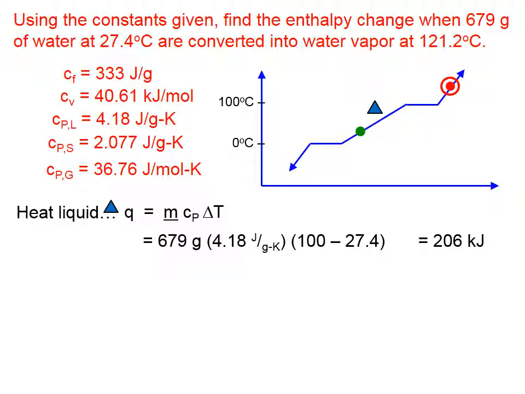I've gone ahead and changed that into kilojoules. If you actually multiply this out, it comes out in joules, but I've changed it into kilojoules for a reason. You'll see why here. Once we've done that, we now need to add enough heat to boil the liquid. That would be where this diamond is. In other words, we need to go along this horizontal portion of the curve.